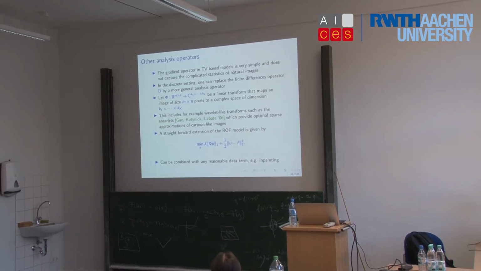Other analysis operators. Everything we have discussed so far is based on just taking differences between neighboring image pixels, finite differences operators. The question is why not taking a different linear operator acting on an image, for example, a wavelet decomposition or shearlet, ridgelet, curvelets, whatever you would like to have. In principle, you can take any of these operators. Some work better, some work worse. Something that works quite well is the so-called shearlets, because they can be shown to provide optimal sparse approximations of cartoon-like images. So they are very good at representing a smooth boundary of objects.